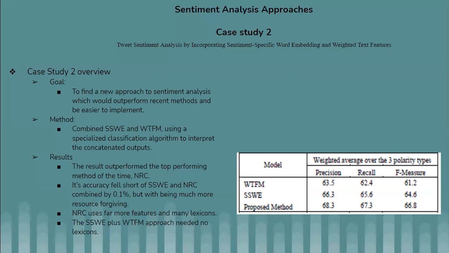So what actually became of this? The result outperformed the top performing method of the time, which is known as NRC. Its accuracy fell short of SSWE and NRC combined by about 1/10%, but it was much more forgiving with regard to computing resources than the other combination. This is because NRC uses far more features and has 5 lexicons, and their approach did not use any lexicons.